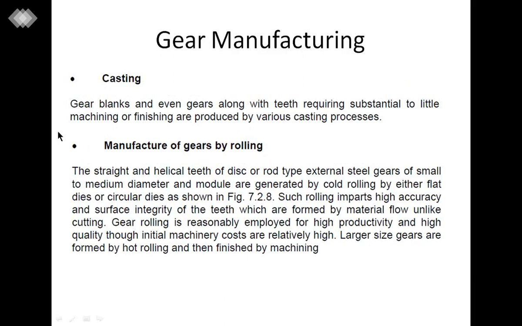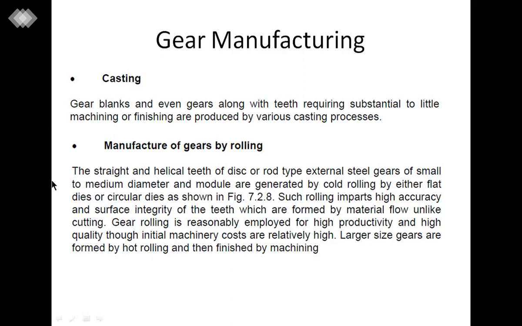So gears can be manufactured either by casting or by rolling also. Gear blanks, and even gears along with the teeth requiring substantial to little machining or finishing, are produced by different kinds of casting process also. The gears are manufactured by rolling also.